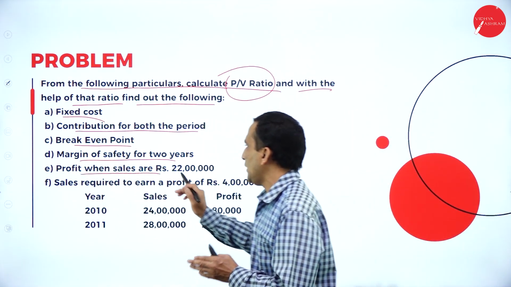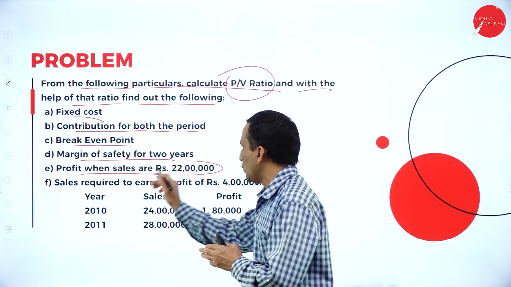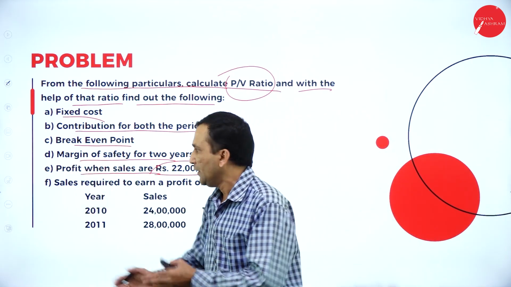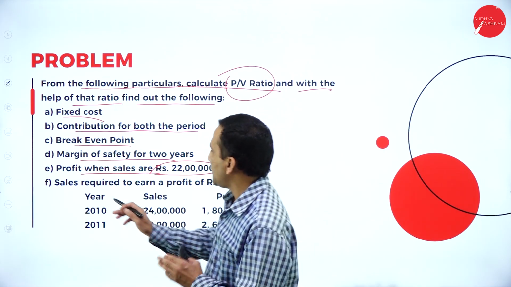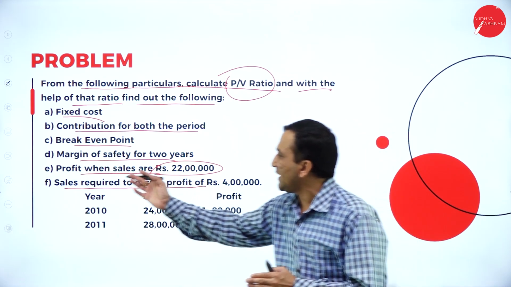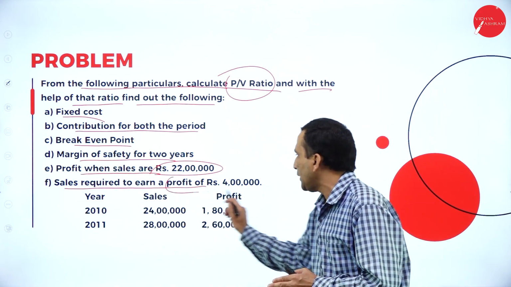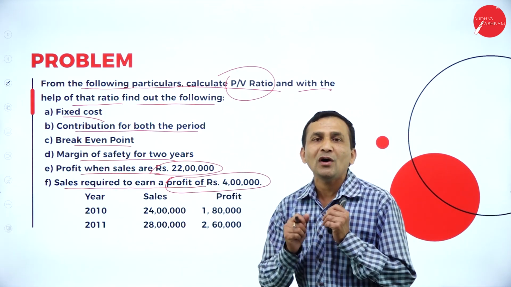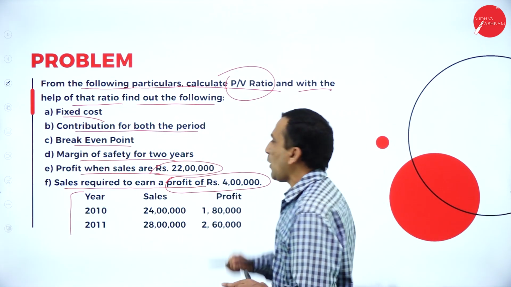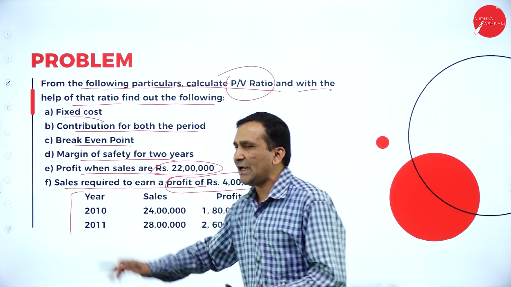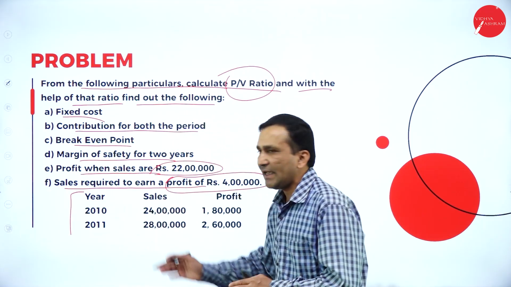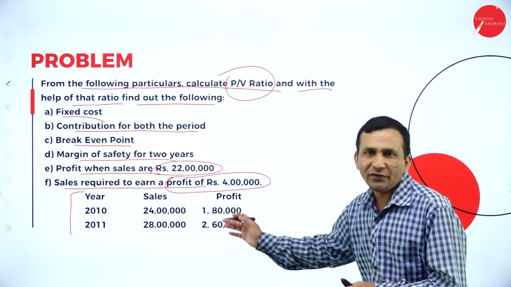And the profit when the sales value is 22 lakhs, you need to find out the profit. There is one more question, the sales required to earn a profit. If you are expecting a profit of 4 lakh, what sales are required? Now there are year, sales and profit for 2 years given. 2010 is the previous year and 2011 is the current year. The 2 years' sales and the 2 years' profit are also given.